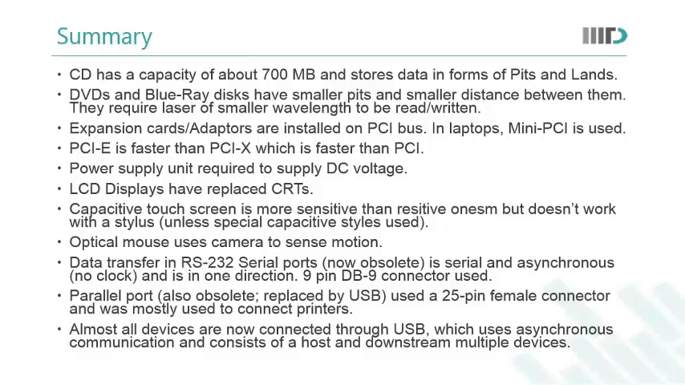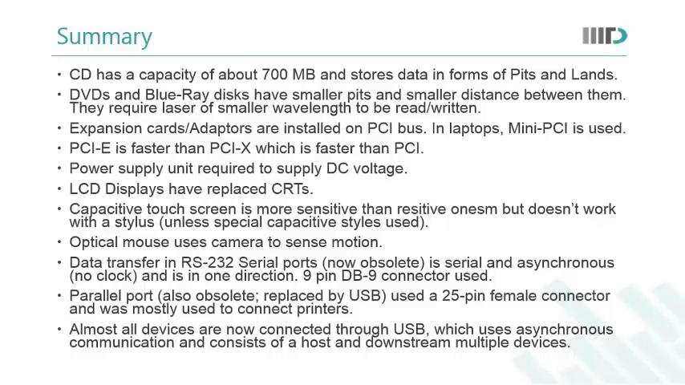We started with CD, compact disc, and we learned that it has a capacity of about 700 MB and stores data in the form of pits and lands. We learned that pits and lands do not directly correspond to zeros and ones, but it is a transition from pit to land or land to pit that corresponds to a 1, and no transition corresponds to a 0.